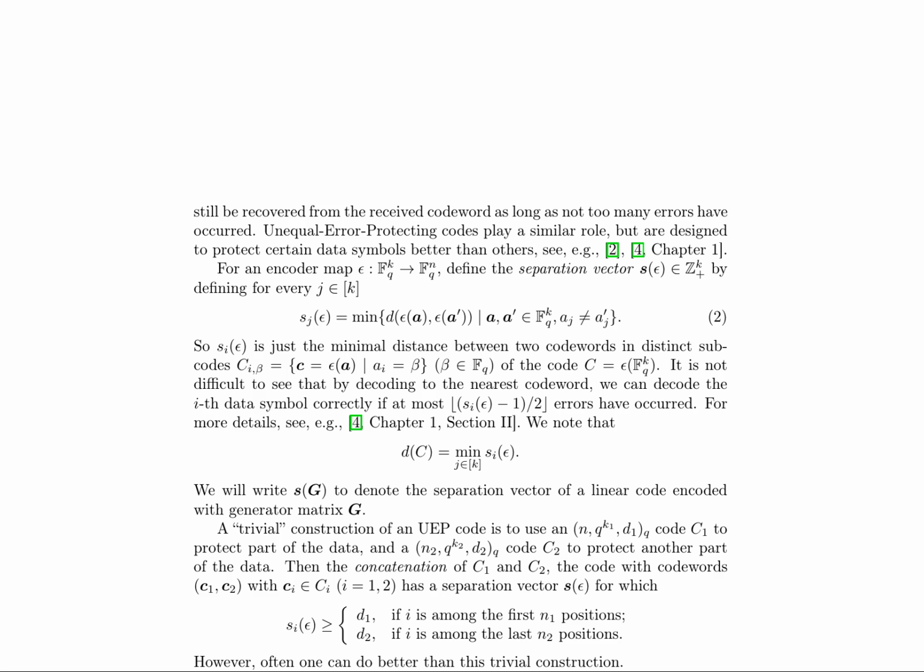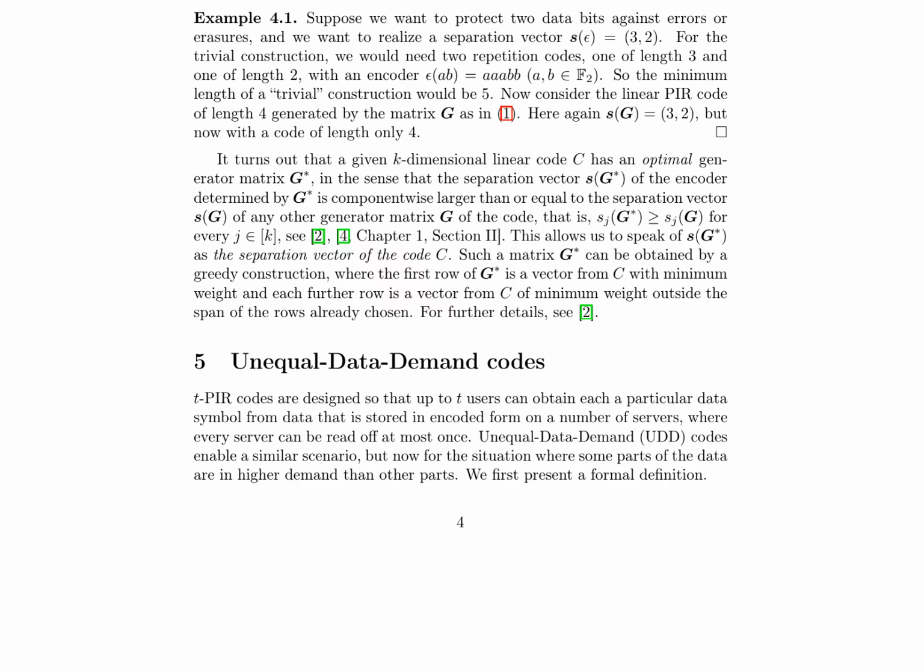The optimal generator matrix, G star operator, of a k-dimensional linear code C has a separation vector, S(G star), that is component-wise larger than or equal to the separation vector, S(G), of any other generator matrix, G, of the code. This optimal matrix can be obtained through a greedy construction process.